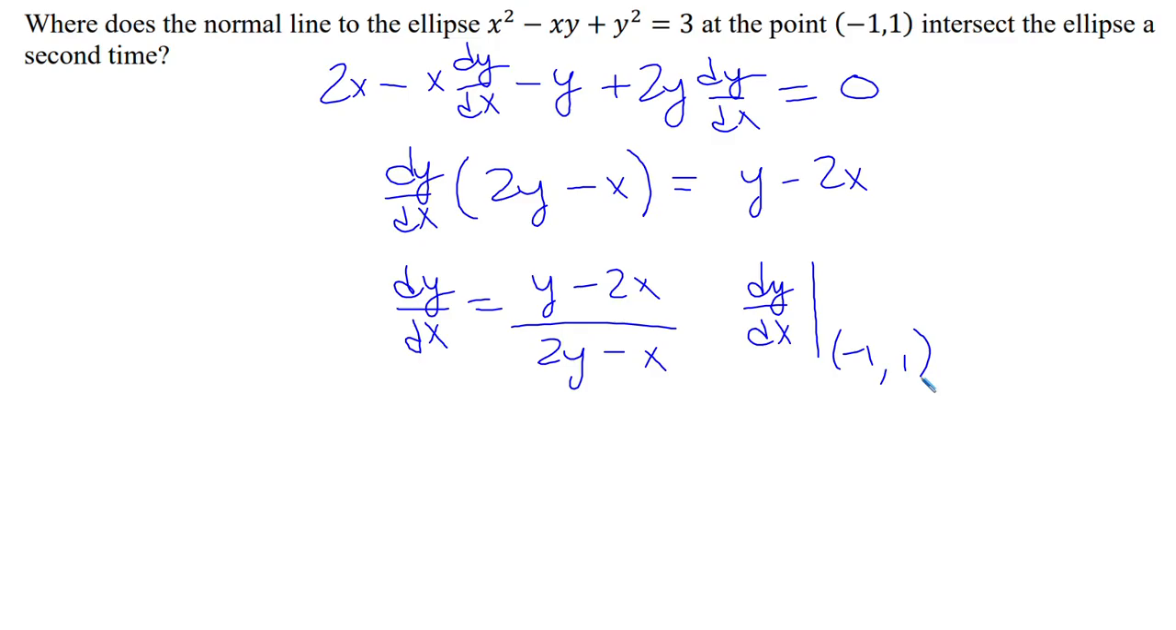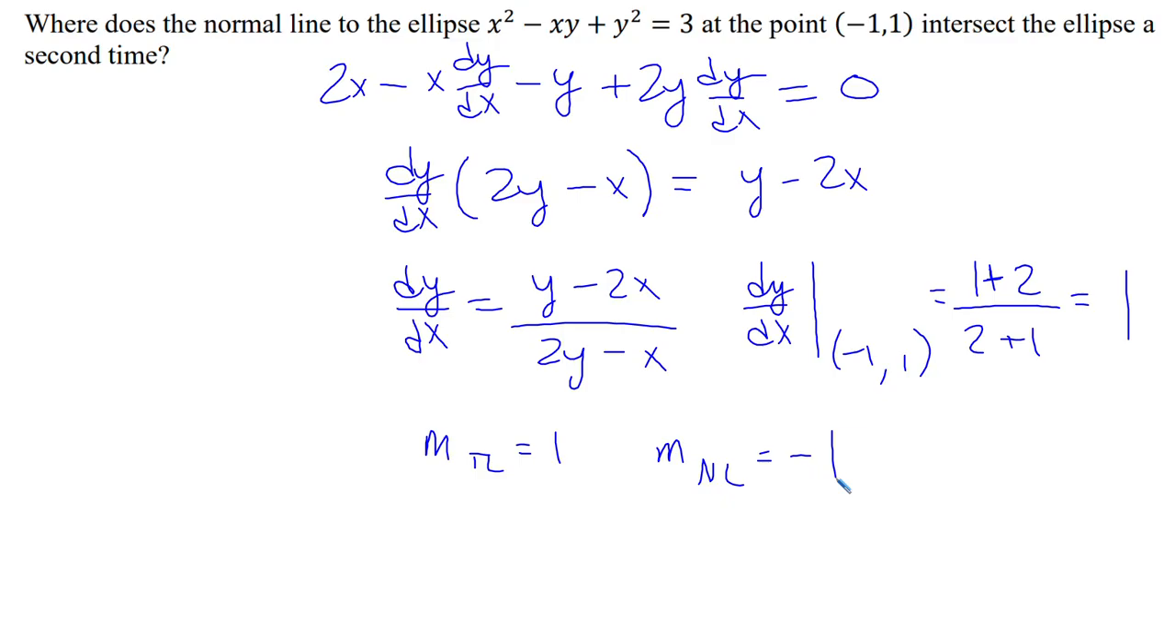So when we do that, y is 1 and x is negative 1, so that'll become 1 plus 2 in the numerator. And then in the denominator, since y is 1, that'll be 2, minus a negative 1, which is another plus 1. So we get 3 over 3, which is just 1. So the slope of the tangent line is just 1, which means that the slope of the normal line, which is the one we're concerned about, is the opposite reciprocal. It's negative 1.